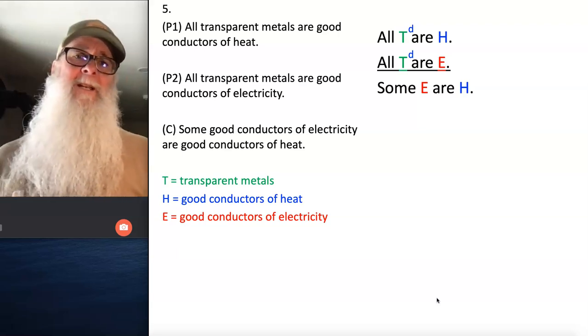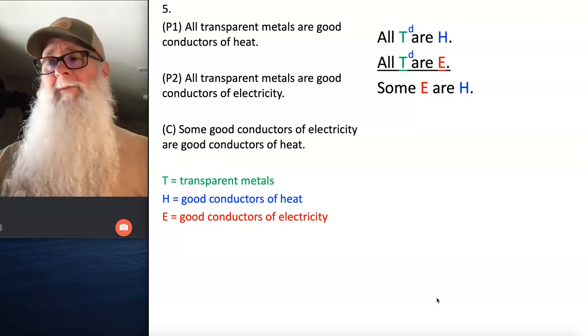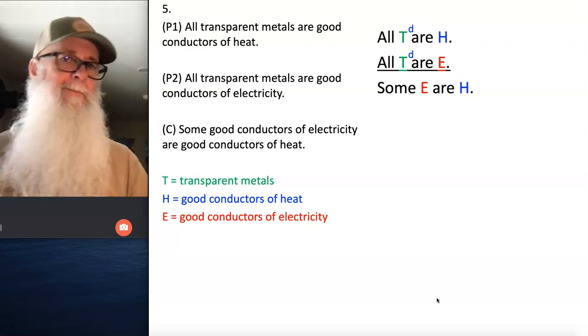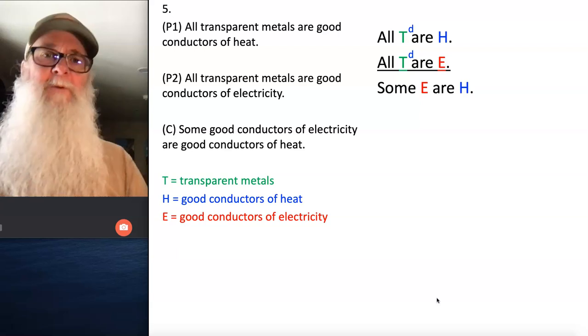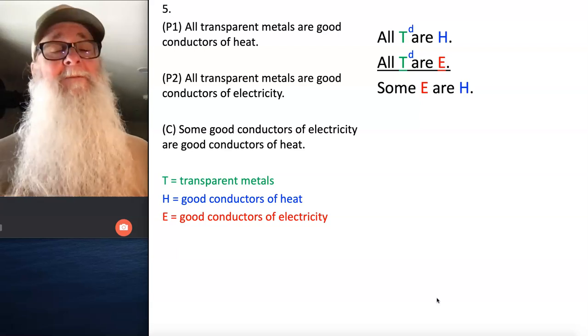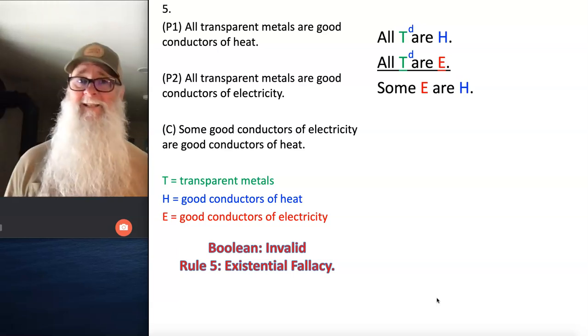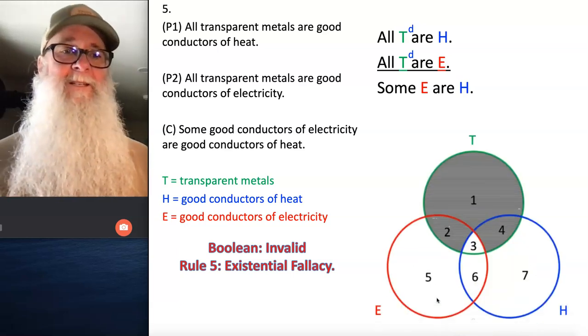Rule number 3 says you can't have two negative premises, and we don't. Rule number 4 says you have to have a negative premise if you have a negative conclusion and vice versa, but we don't have either of those things. But we hit a roadblock with rule number 5 because we have two universal premises and a particular conclusion. And from the Boolean standpoint, that is an existential fallacy. And this argument is invalid.